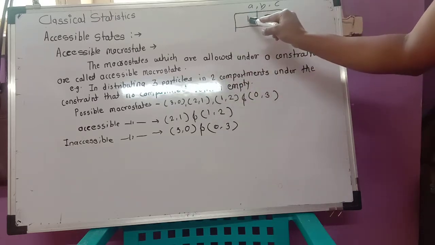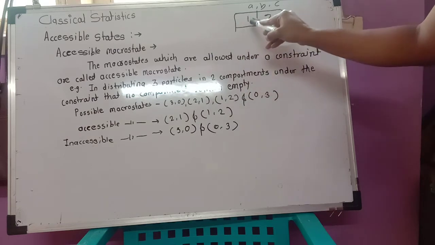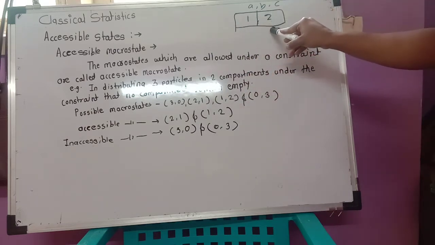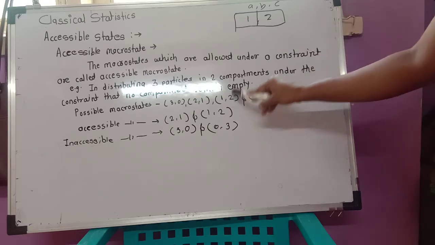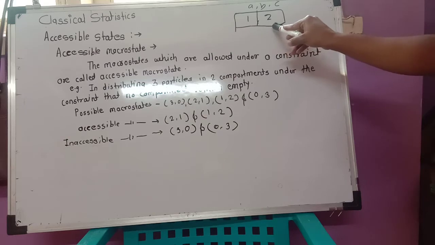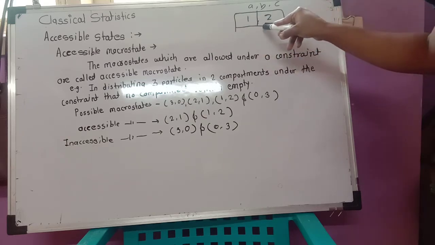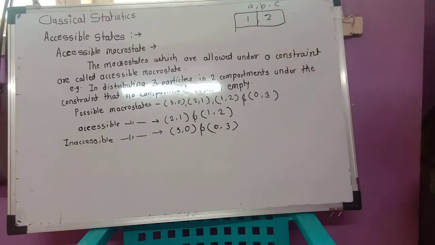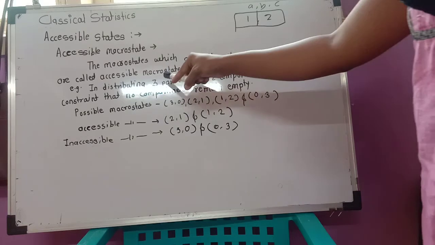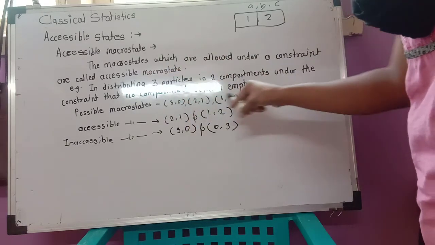First, three particles in one compartment, zero in the other compartment. Second way of distribution, two particles in the first compartment and one in the other compartment. Third, one particle in the first compartment and two particles in the second compartment. Fourth way, zero particles in the first compartment and three particles in the other compartment. So the possible distributions of three particles into the two compartments are four.